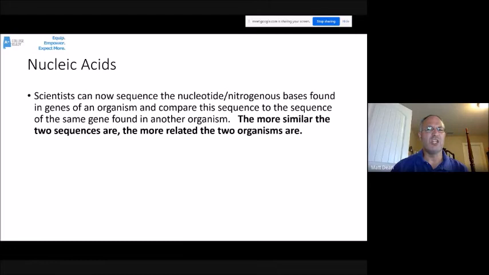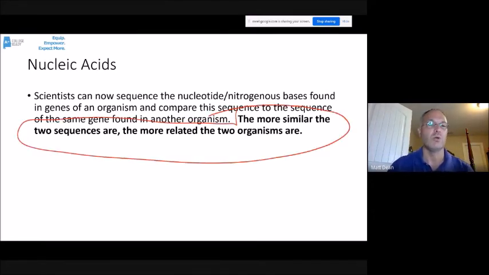So scientists can now sequence the nucleotide nitrogenous base sequences in genes of organisms and compare them. And what they can see is if they take the sequence from similar genes in different organisms, the more similar the two sequences are, the more evolutionarily related scientists would argue those organisms are. And you're going to talk a lot about this theme through the course. You're going to compare nucleotide sequences or amino acid sequences in related genes in different organisms. The more alike the sequences are, the more evolutionarily related the organisms are. You'll see that a lot, especially when you get to the evolution unit in this course.